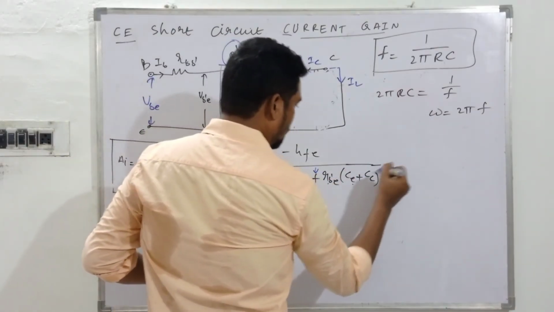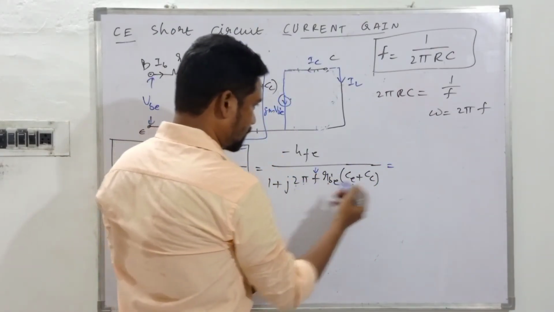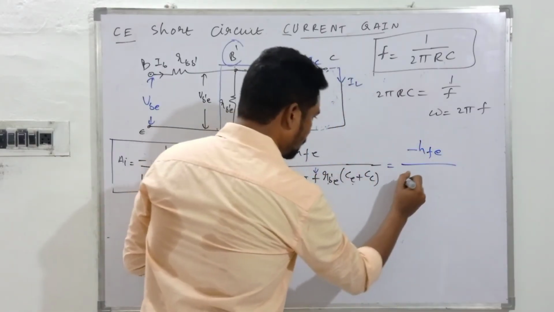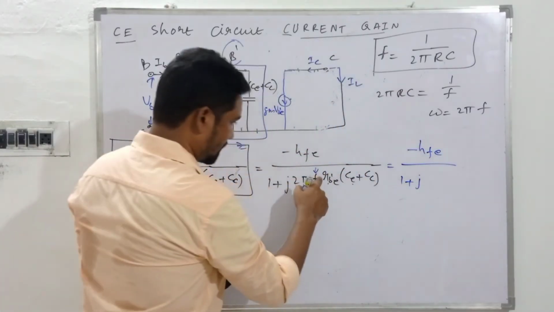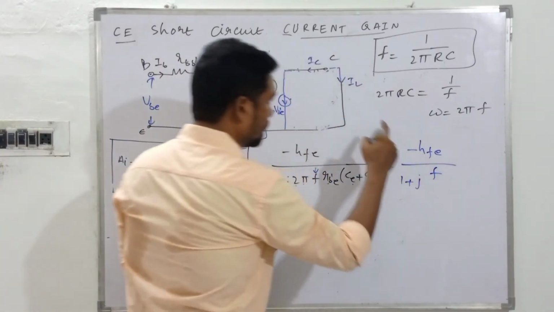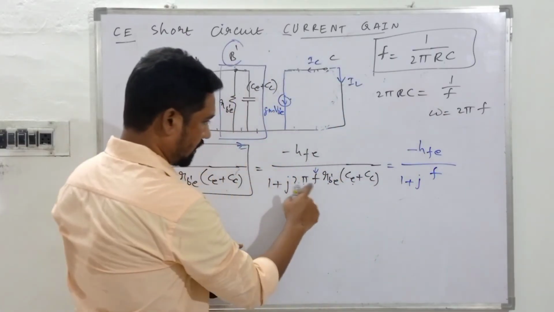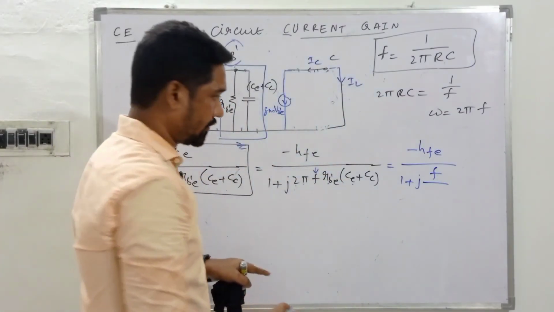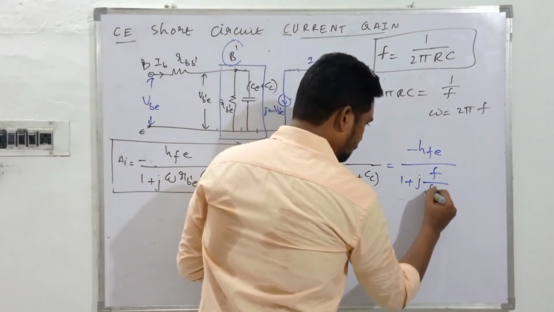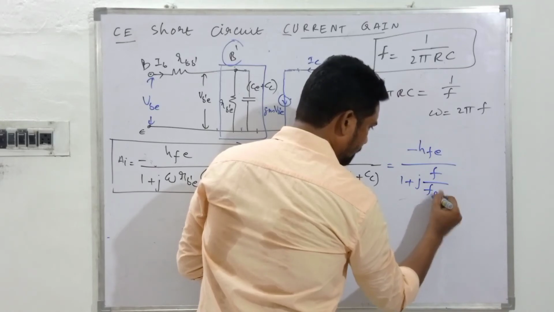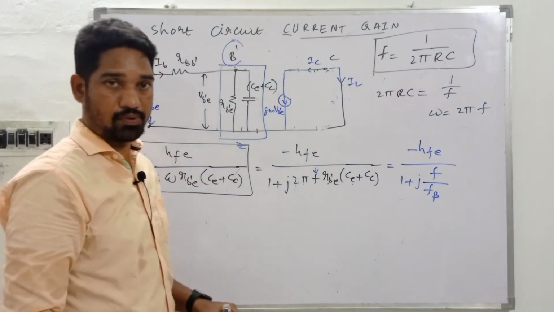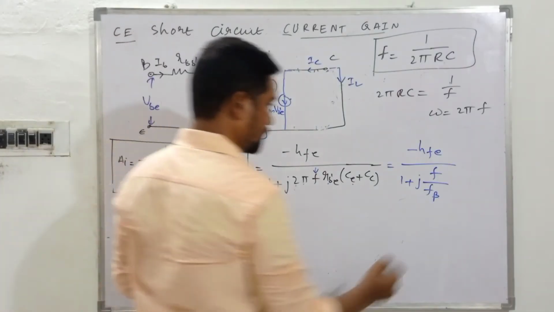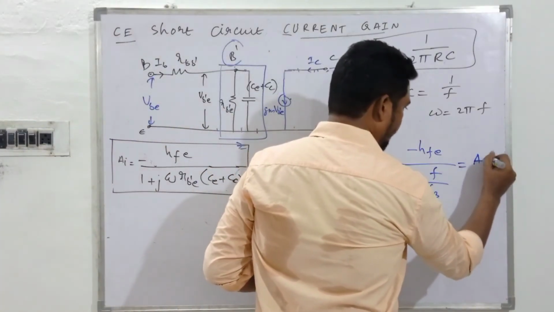So a small rearrangement, modification: hFE by 1 plus j, this f as it is, times 2 pi RC, which is equal to 1 by f, and 2 pi RC is equal to, as another notation over here, f beta. A small change in the frequency notation, since it cannot be f and f, right? That would be a confusion over here. This is the expression for AI.